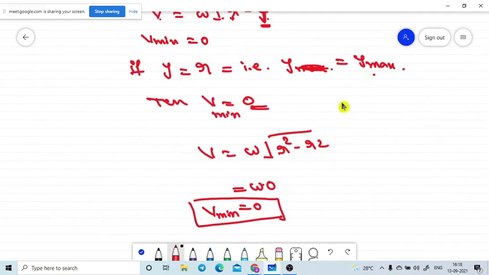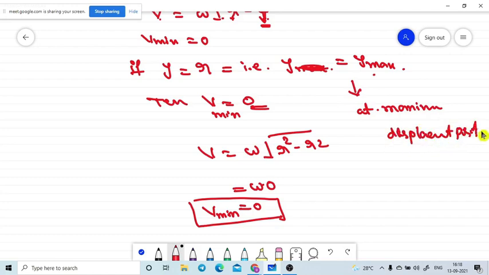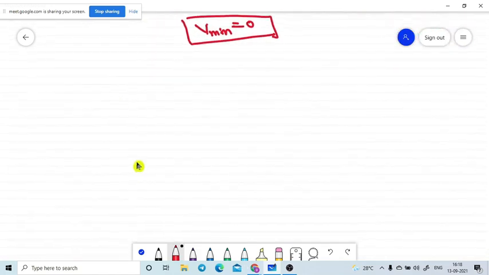So this means at maximum displacement position, the velocity of the particle is minimum. At minimum displacement position, the velocity of the particle is maximum. You can easily understand with the help of the simple harmonic motion which is executed by the simple pendulum.